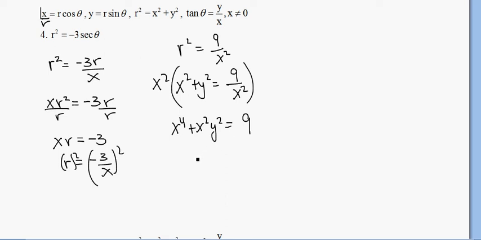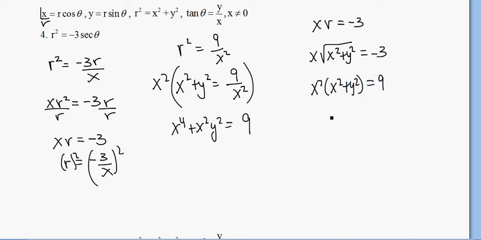There's a couple different ways we could have done this. We also could have just let r equal the square root of x squared plus y squared. So we have x r equals negative 3. So x times the square root of x squared plus y squared is equal to negative 3. And I could have squared both sides and got x squared times x squared plus y squared is equal to 9, and then distribute that x squared, so you get x to the 4th plus x squared y squared is equal to 9. So both of those are the same result. You didn't really necessarily see the trick of squaring both sides. You could have just replaced the r with the square root and then square both sides, and nice things happen.